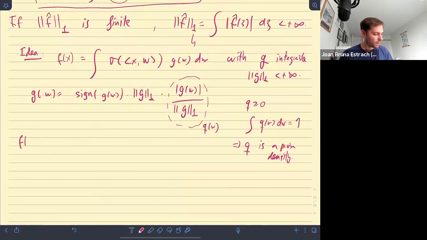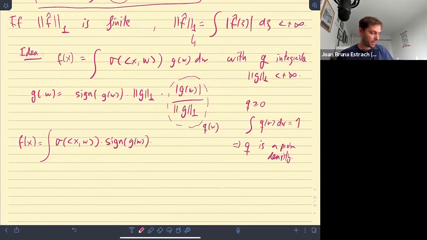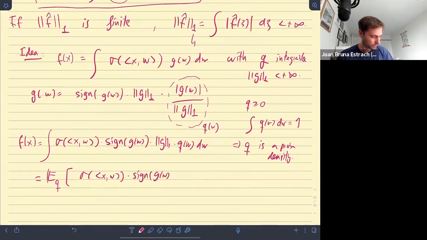Okay, so now I'm going to go back and write f of x as the sigmoid from before times the sign of g of w times, so the L1 norm goes outside, this is just a constant, times q of w dw. So this becomes an expectation over q of these objects here. I can call this phi of x and w, if you want.